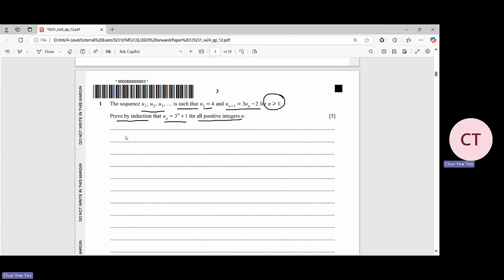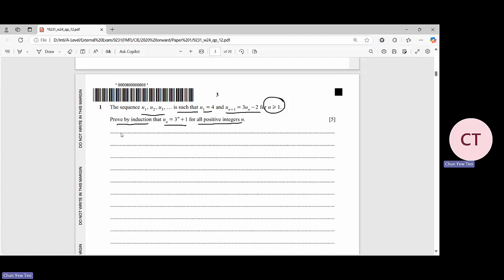So at first, we just need to let our n start from 1. When n equal to 1, you just change this n here to become 1, u1 is equal to 4 and it matches with this answer. So we just say that it's true for n equal to 1.